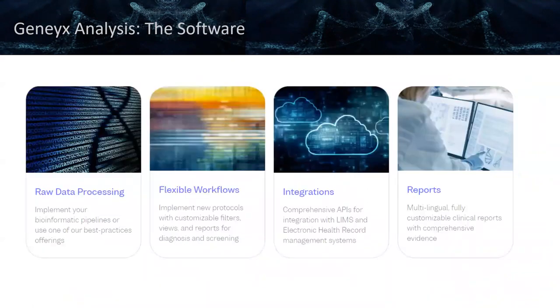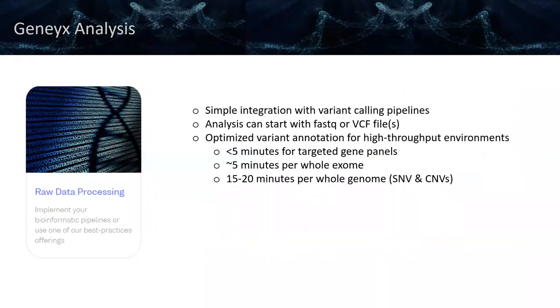The Geneyx Analysis software can be broken down into a couple of different categories. This includes the ability to implement primary all the way to tertiary analysis. We can start with your raw data processing. We have flexible workflows, seamless integration with bioinformatic pipelines, and excellent reporting capabilities. Going into these in a little more detail, raw data processing means we have simple integration with variant calling pipelines, so you can utilize the Geneyx Analysis platform starting with FASTQ or VCF files.